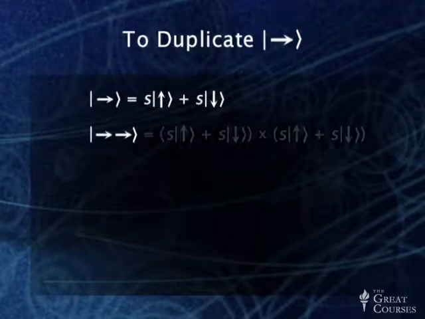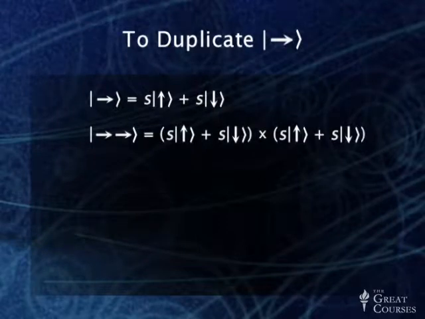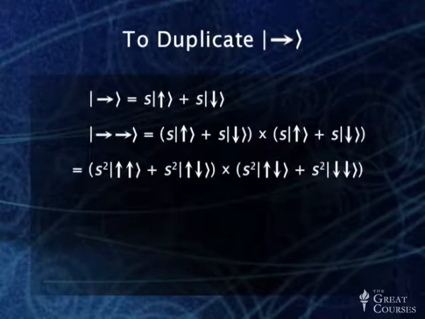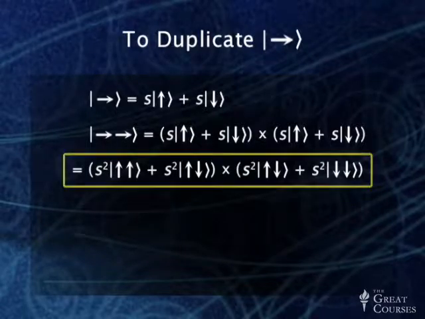And what is right? Well, it's the composition rule in action. It's s up plus s down times s up plus s down. And if you work it out, it's s squared times up up plus s squared times up down plus s squared times down up plus s squared times down down. If you want to simplify that a little bit, you can just remember that s squared is 1/2. But it's basically a sum of 4 different basis kets. That's the state we want.